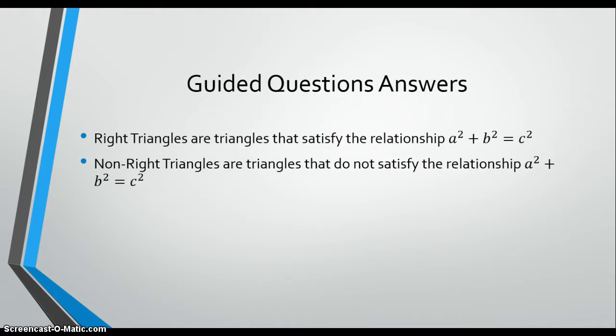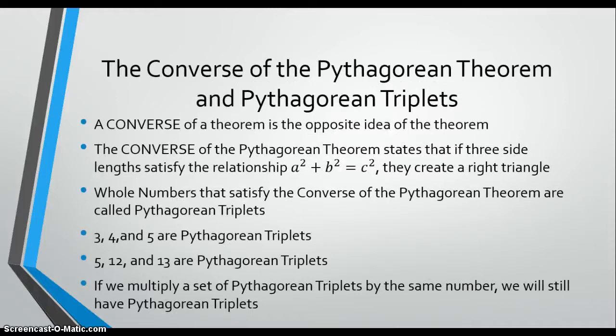Now, triangles that satisfy the relationship a squared plus b squared equals c squared are right triangles, and we kind of know that because of the Pythagorean theorem. We also know that non-right triangles are triangles that do not satisfy the relationship a squared plus b squared equals c squared. And what are we actually leading to? We're leading to the converse of the Pythagorean theorem and Pythagorean triplets.